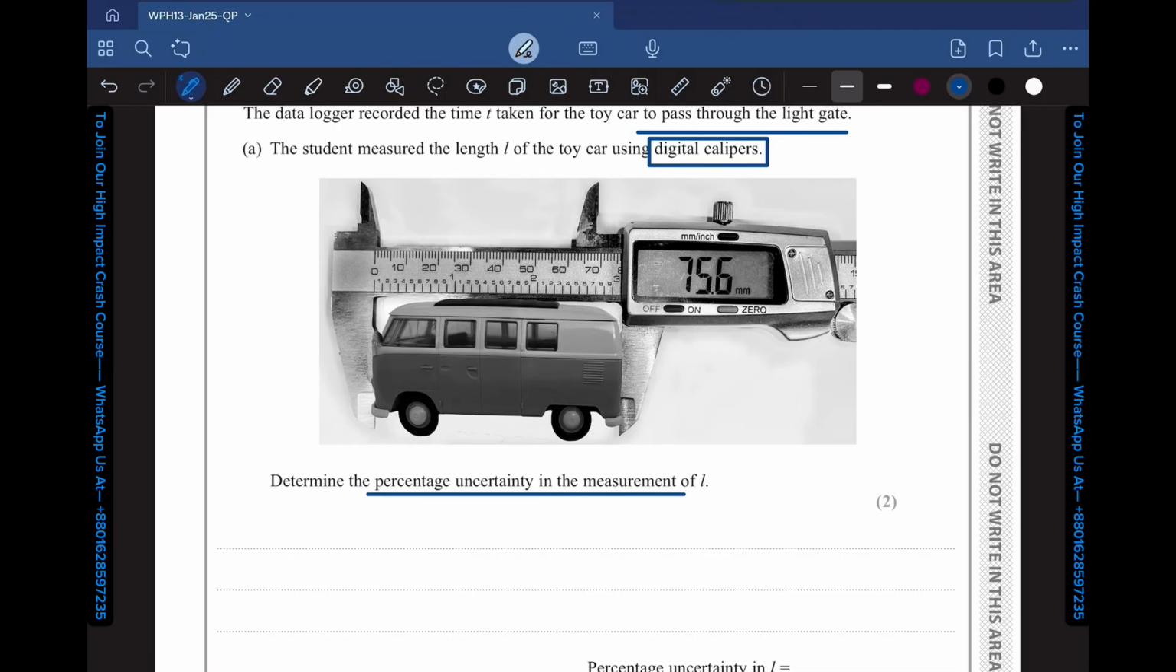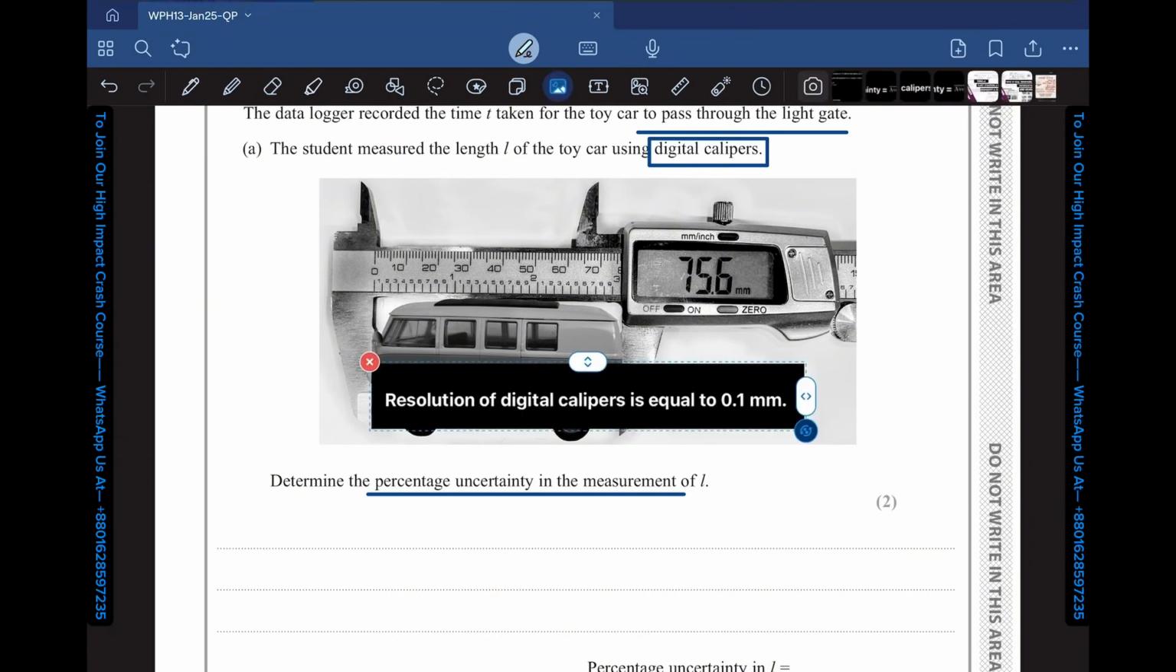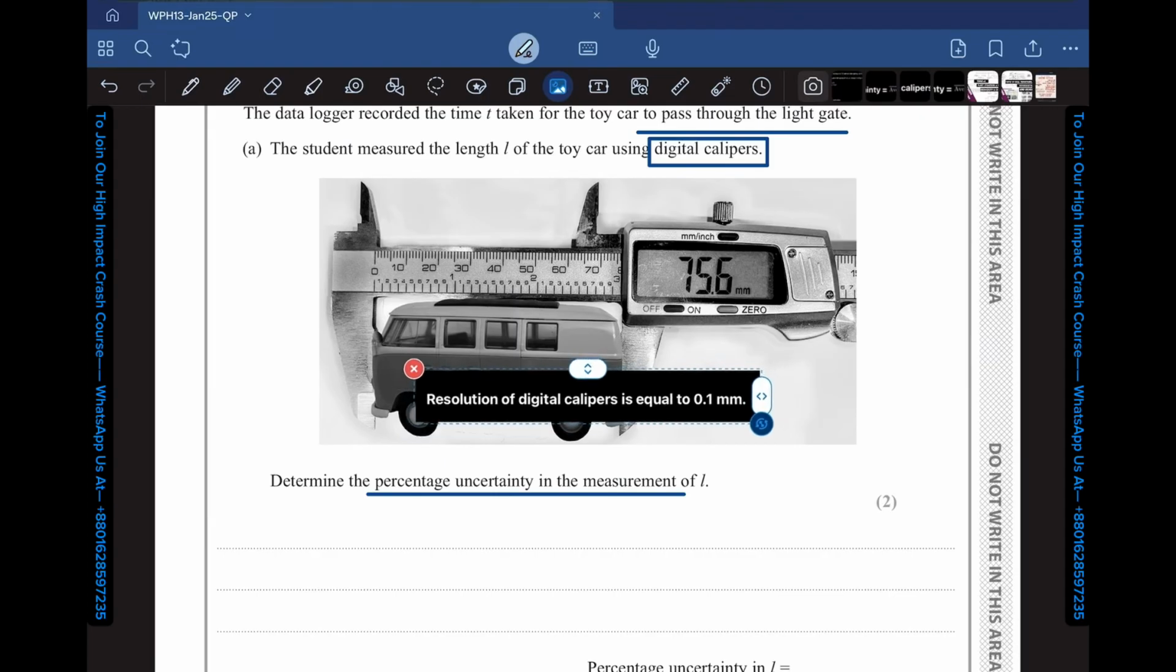So that's why you guys will have to understand or memorize the resolution of the digital caliper. Now let's have a look at the resolution of the digital caliper. We know the resolution of a digital caliper is 0.1 millimeter. This is the resolution of the digital caliper. Now the question arises, why will we use the resolution of the digital caliper?